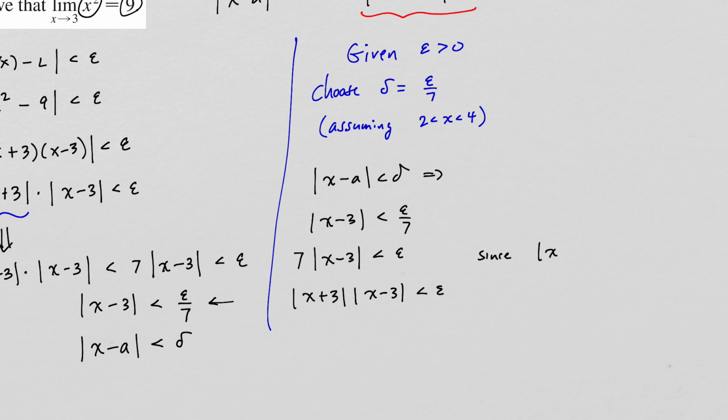Since we know the absolute value of x plus 3 is less than 7, again, this is assuming that x is a number between 2 and 4. And then multiplying these together, we get the absolute value of x squared minus 9 is less than epsilon. And this is precisely the absolute value of f of x minus L is less than epsilon.